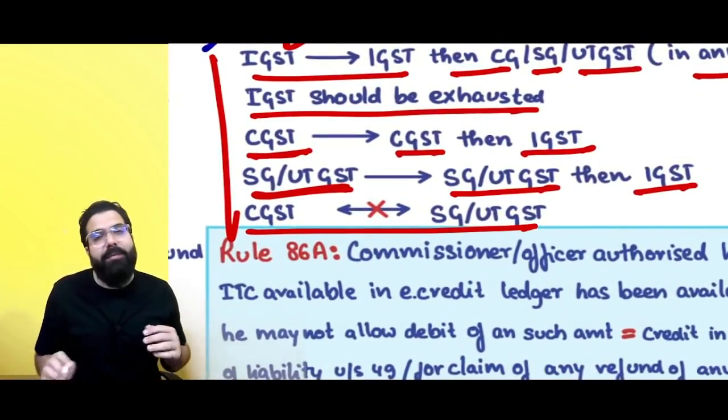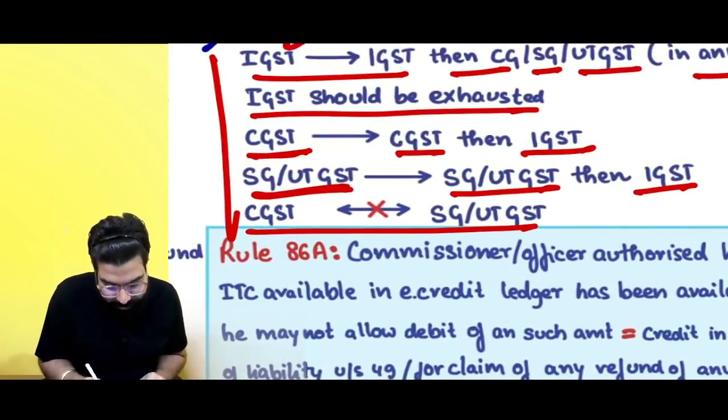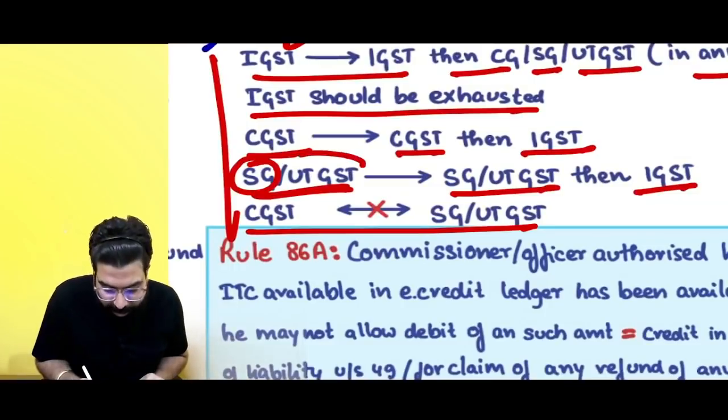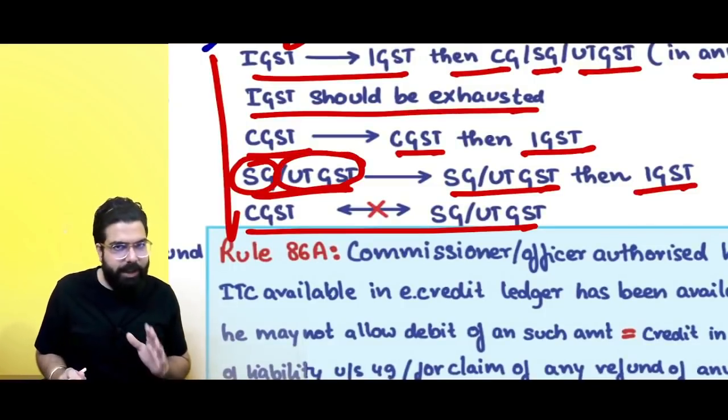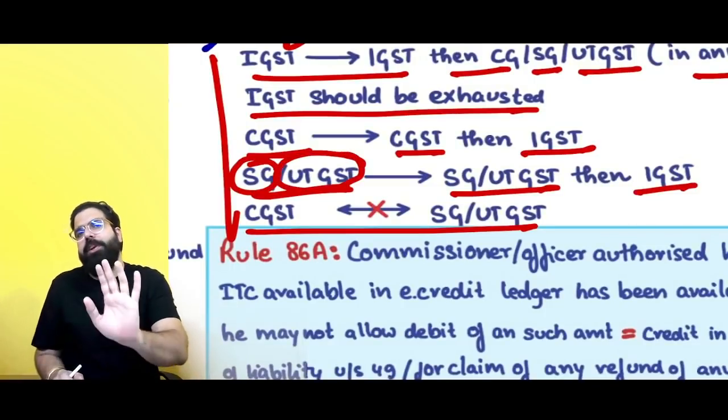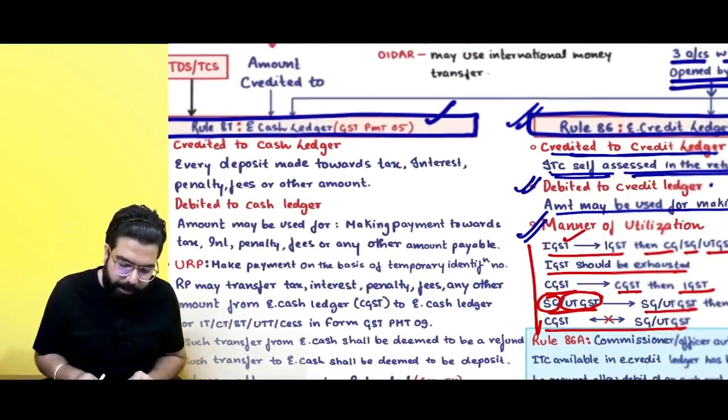Remember always, if you are registered in a state, you will have SGST. If you are registered in a UT, you will have UTGST. Either of them, same treatment for CGST and UTGST. Done, sir. Point is clear.